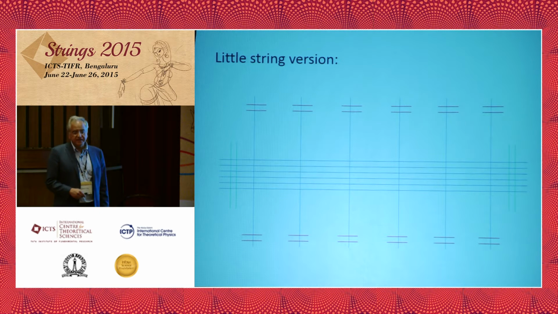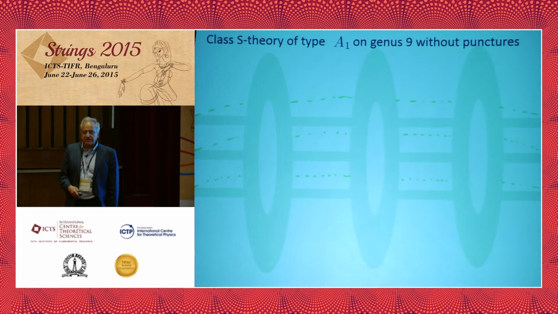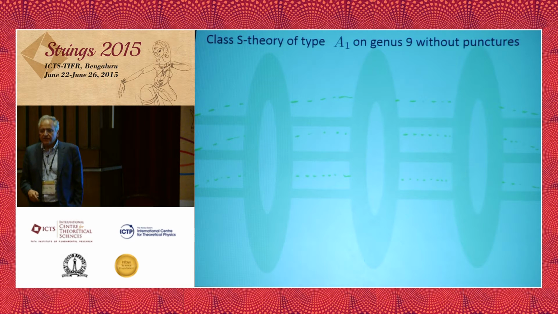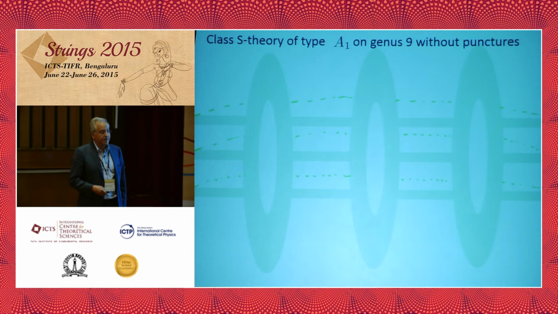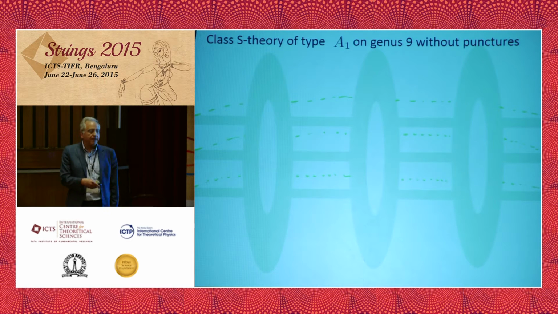In fact, we can also study a little string version of these theories in 6D, and the little string version turns out to be in the brane language the same thing, except the left and the right torus is getting identified. So the cylinder is replaced by a torus. And again, you can separate them, and now you get a Riemann surface with no punctures. So you get the class S theory of A1 type on a genus 9 curve without punctures. So the theory you get, depending on which limits you put in, can be a whole host of different possible theories, which apparently in 4D have no connection whatsoever with one another.